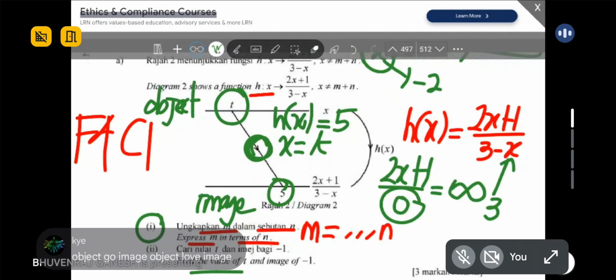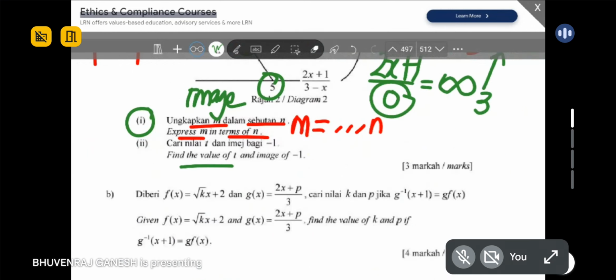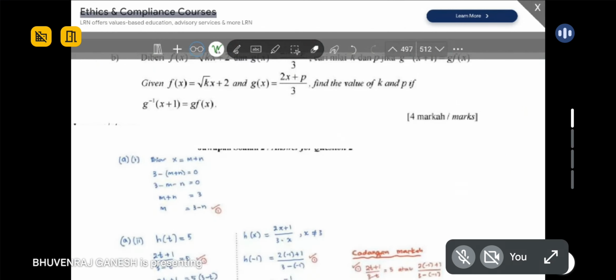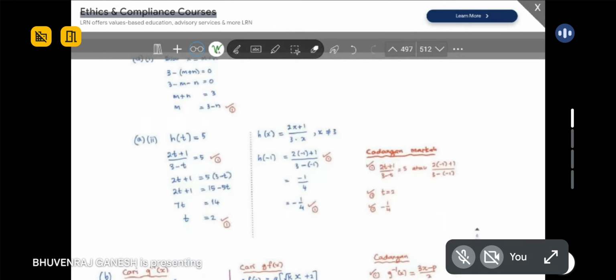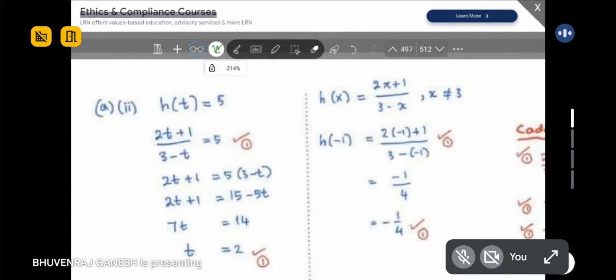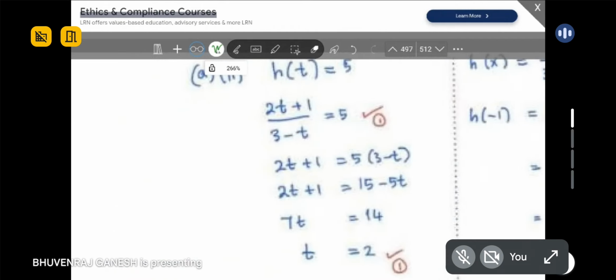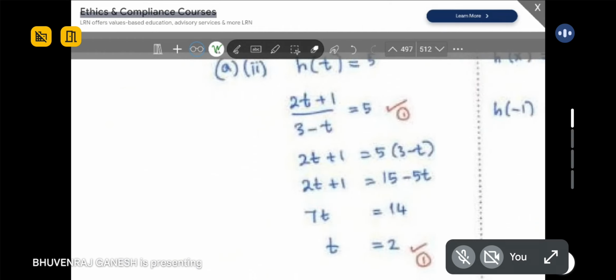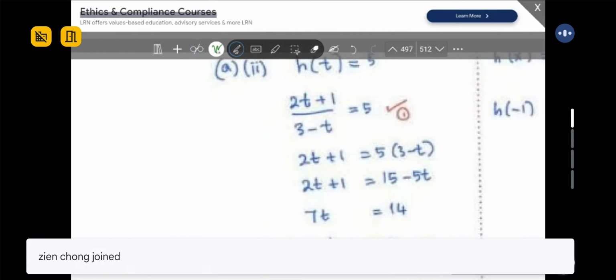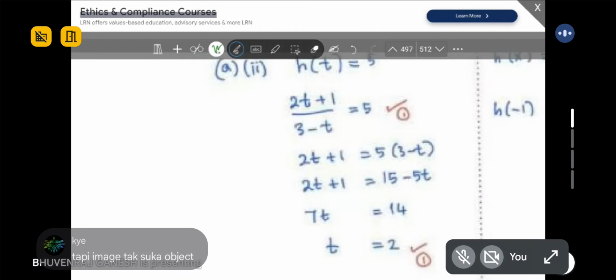So you just substitute inside lah. Gantikan. Object goes to image. You can think like that, that the object likes the image. So that's why it has to go from object to image. Usually like that. Okay? Alright. So you can see over here, you will get the answer. t is equal to 2 after solving. Okay, this is your final answer. But image doesn't like object.